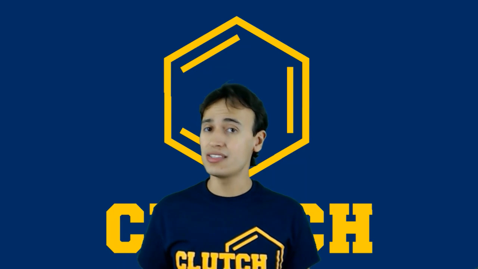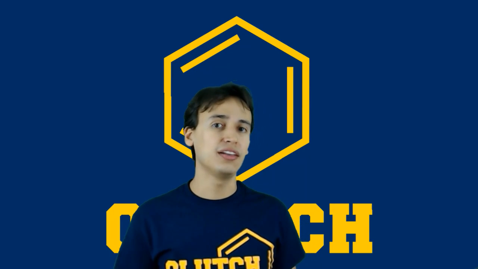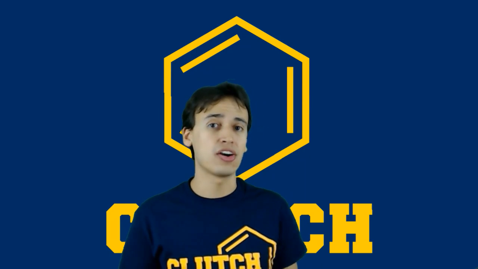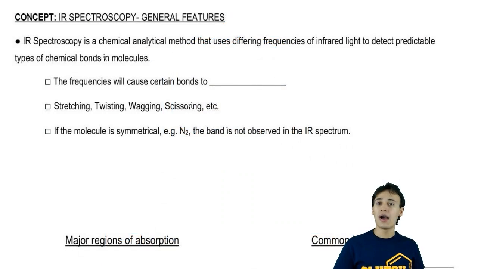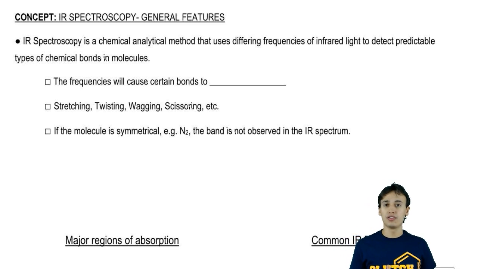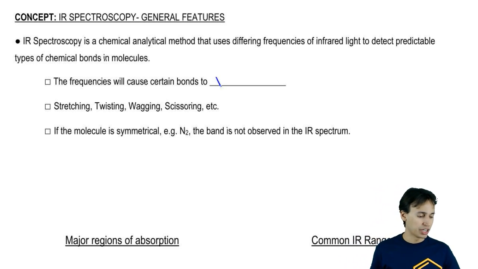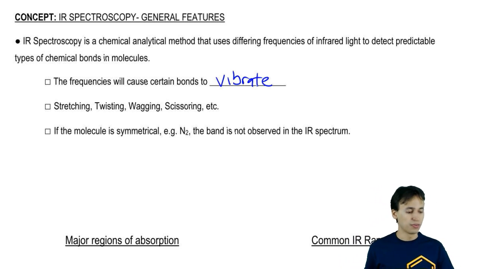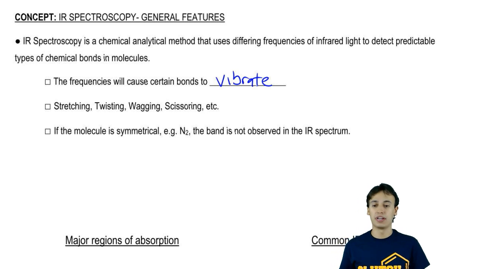Now I'm going to introduce the concepts and general features behind an analytical tool called infrared or IR spectroscopy. So IR spec is a chemical analytical method that uses different frequencies of infrared light. Now recall that infrared light is light that's at a wavelength below visible light, and it's going to use that frequency of light to make chemical bonds stretch and bend, okay? In general, we call these changes in the bonds vibrations, okay? So the frequencies will cause the bonds to vibrate in different ways.